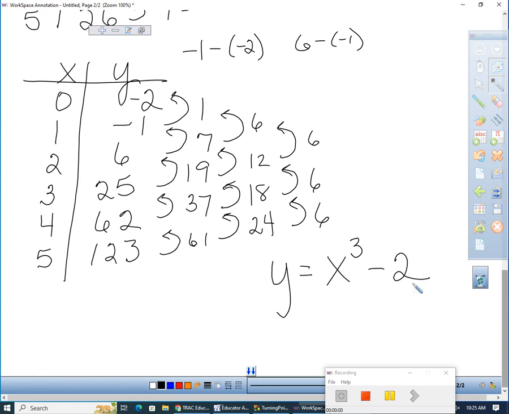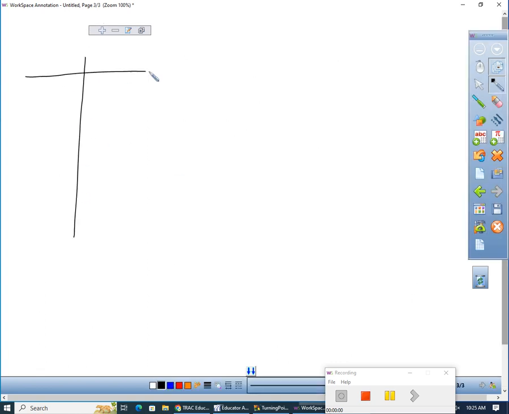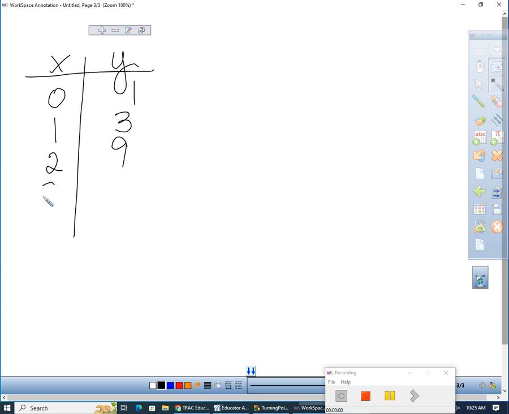Okay, here's my next table I want to talk about. I'm not doing any examples yet. I'm giving you ideas of what they could look like. All right? So let's say I have 0, 1, 3, 2, 9, 3, 27, 4, 81. We'll do that.